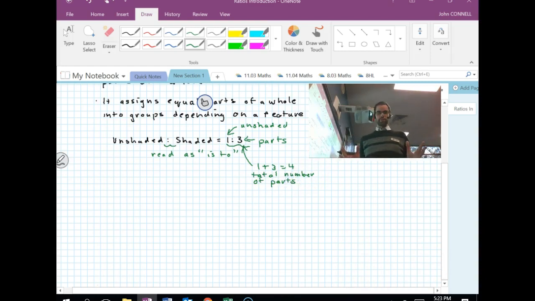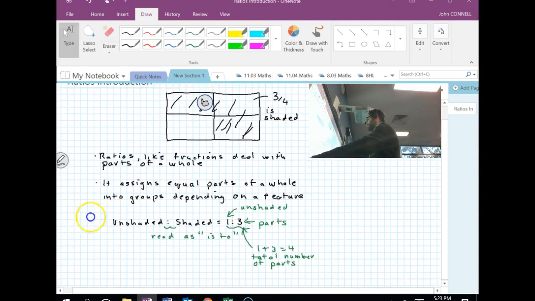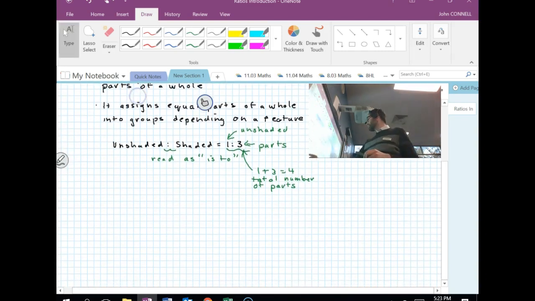Okay, and so that's the general idea of ratios. Now the feature in this case, where we did the ratio 1 is to 3, the feature that we were putting them into groups by was whether they were shaded or not. And then the equal parts were those rectangles which we split our whole rectangle up into.